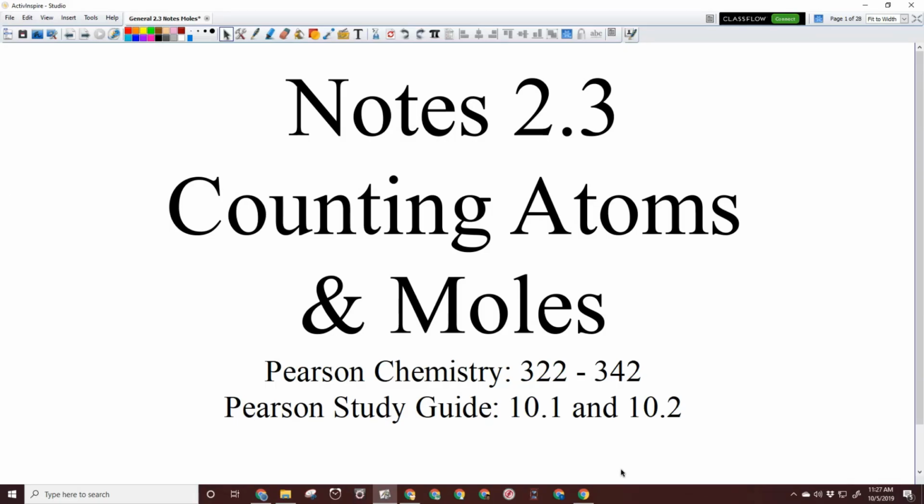Back to Notes 2.3. This is going to be on counting atoms and the mole. In your textbook, make sure you're reading pages 322 to 342. And in your study guide, this is going to be chapters 10.1 and 10.2.